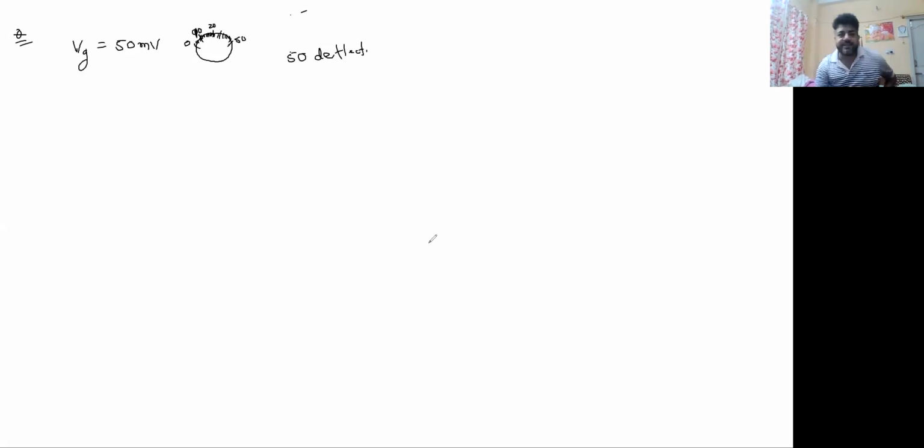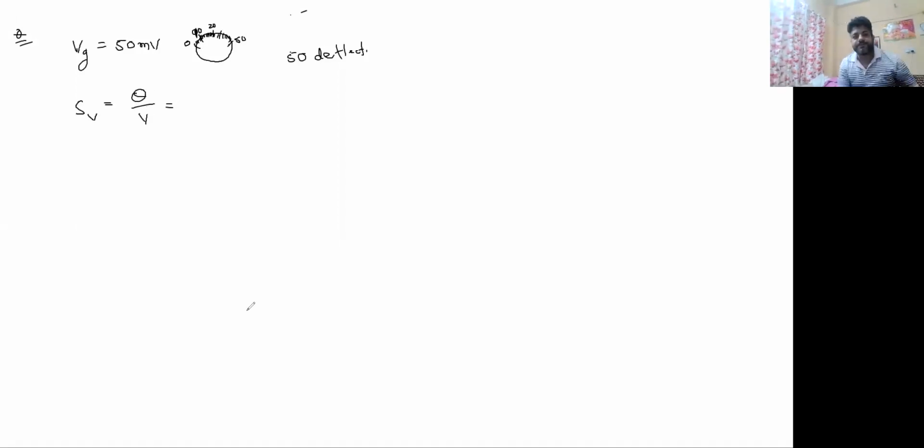Find the voltage sensitivity. This is the first question. What is the formula of voltage sensitivity? Deflection per unit voltage. Yes or no, everyone? Yes, sir. So my deflection is 50 and the voltage is 50 millivolt. So I can express it in this form: 50 and 50 cancel, so one deflection per millivolt.